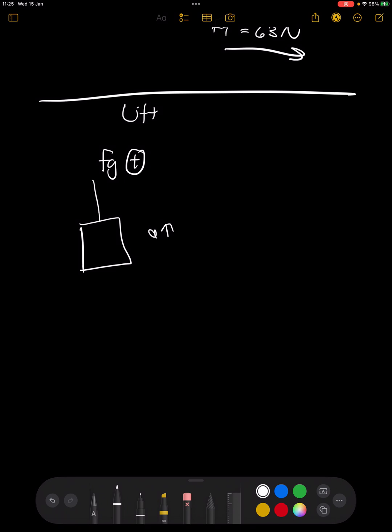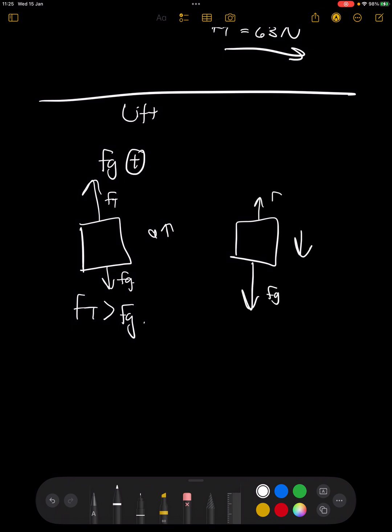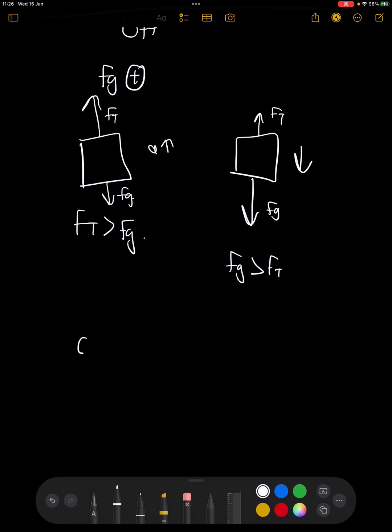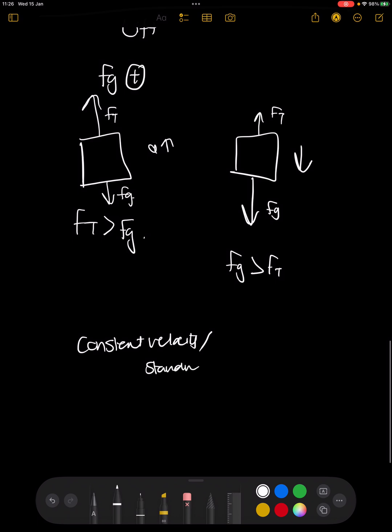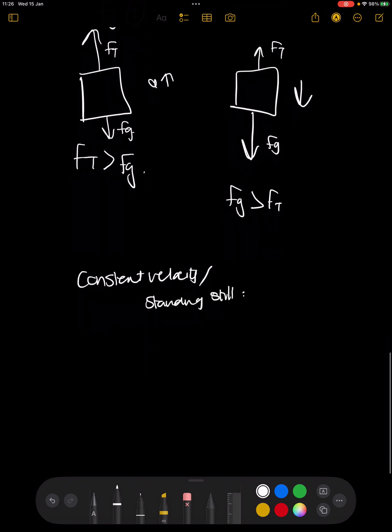So if it accelerates up, and this is obviously my Ft and this is my Fg, it means that my Ft is going to be larger than my Fg. So if my lift is moving upwards, the tension is more than the gravity. If my lift is accelerating down, it means my Fg is larger than my F tension. And if it's moving at a constant velocity, or it is standing still, then you know that your Fg is equal to your F tension.